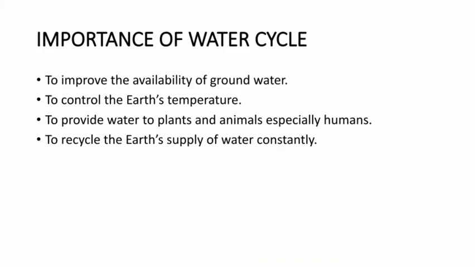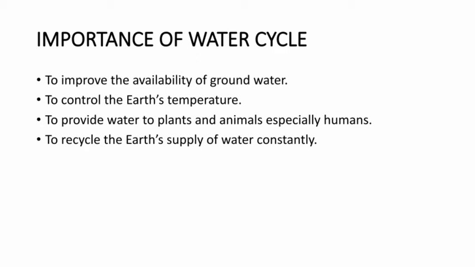So, the next topic is the importance of the water cycle. It improves the availability of groundwater. So if the rain is good, the water will be stored in the ground to control the earth's temperature. If there is no rain on the earth, then it heats up the earth, so the temperature will increase at a very high rate. It also provides water to plants and animals, especially humans.